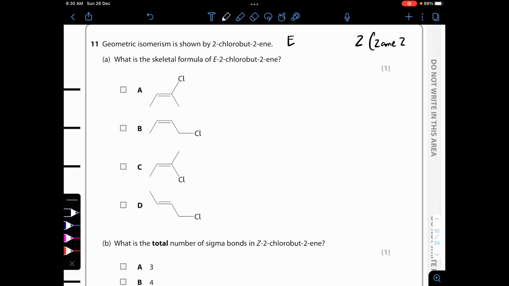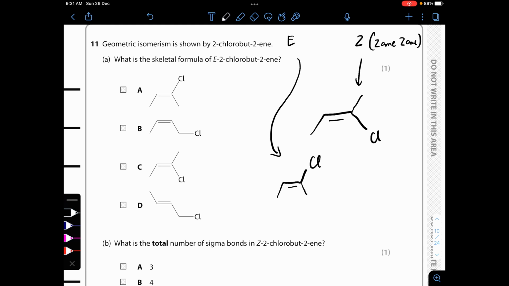So how I remember it is that we have the molecule, and this goes down. This is our Z, right? It's the same group. And if you have E, so that's our Z, then our E should look like this, with Cl up top. So this is what E-2-chlorobut-2-ene should look like.